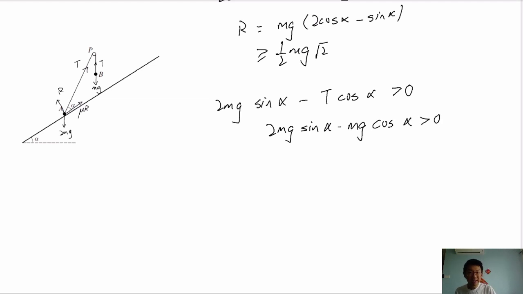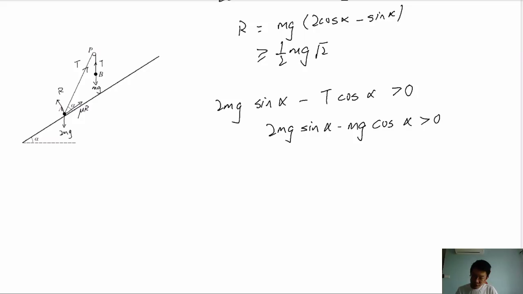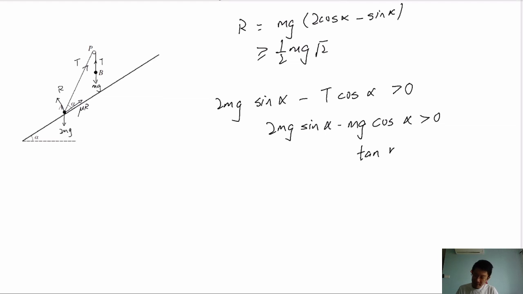So by rearranging this, it is quite easy for us to obtain the tangent alpha. For this tangent alpha, it is greater than 0.5. So this one shows half of the inequality.